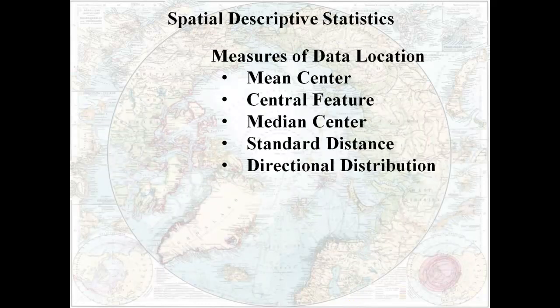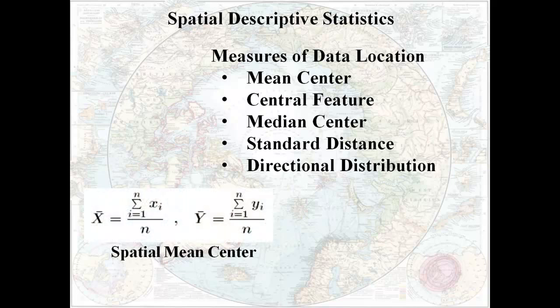Okay, so we've got all these measures of data location that we can apply. And this is an example of the mean center, right? Add up all the x coordinates, add up all the y coordinates, divide it by the number of points, and you get the x and y average coordinate.